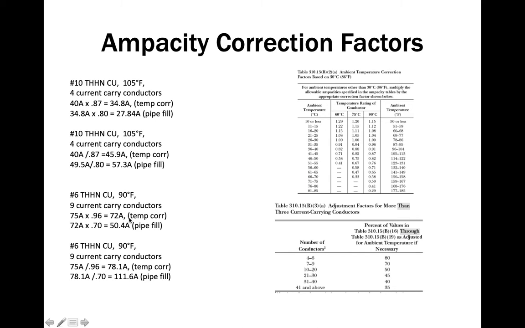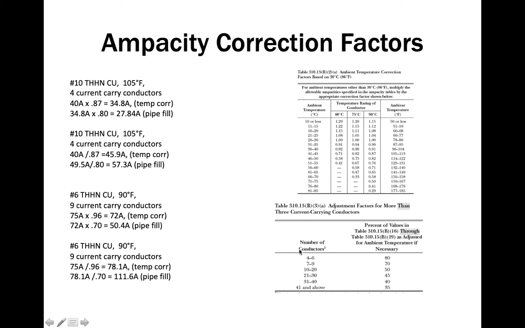So I go to my temperature correction table, find 90 degrees Fahrenheit, and here it is right here, 87 to 95 degrees Fahrenheit. Slide my finger over to the 90 degree column, and my correction factor is 0.96. I take my 75 amps and multiply by 0.96, and I get 72 amps. So I derated by 4%.